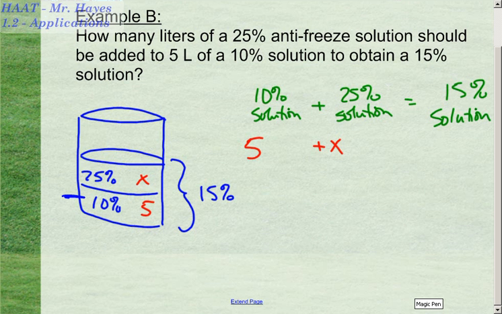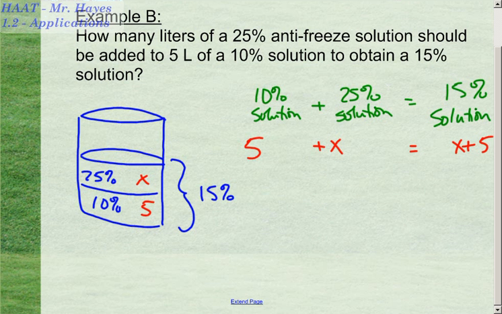Okay, so this here and this here, when we add it together, it's going to be one big vat of stuff. So again, that's going to end up equaling a total of X plus 5 liters. So if I add up 10 liters into it, I've got 15 liters total. If I add 2 liters into it, I have 7 liters total.